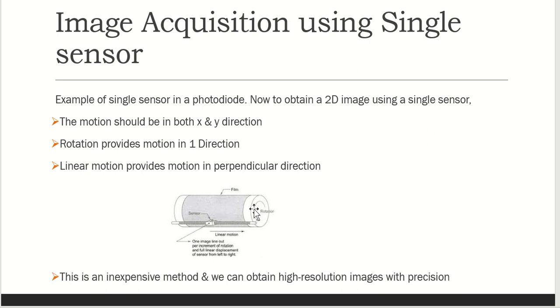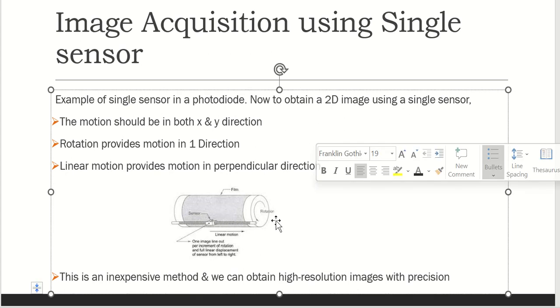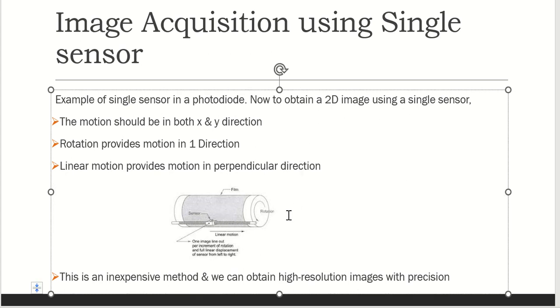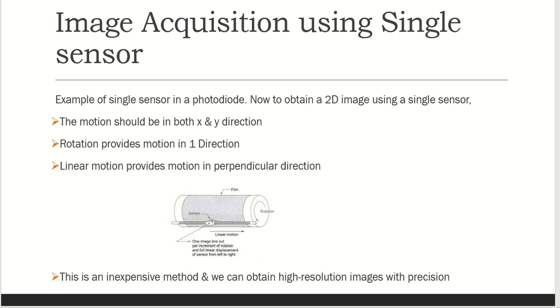This is the diagram. This is the film. This is the sensor. Linear motion: one image line out per increment of rotation and full linear displacement of the sensor from left to right. This is an inexpensive method, and we can obtain high resolution images with precision.